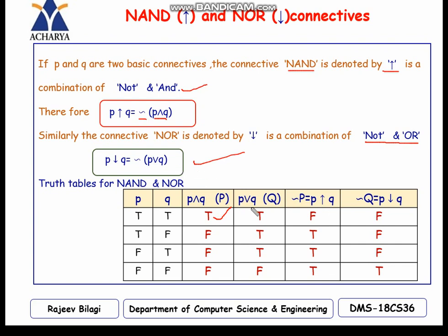Then for P or Q, when both are F, then only it is F. Otherwise it is true, so all are true. NAND says not of AND. So not of AND is T becomes F, F becomes T, F becomes T, F becomes T. And here also F, F, F, T. So this is how you are going to write down the NAND and NOR connectives.